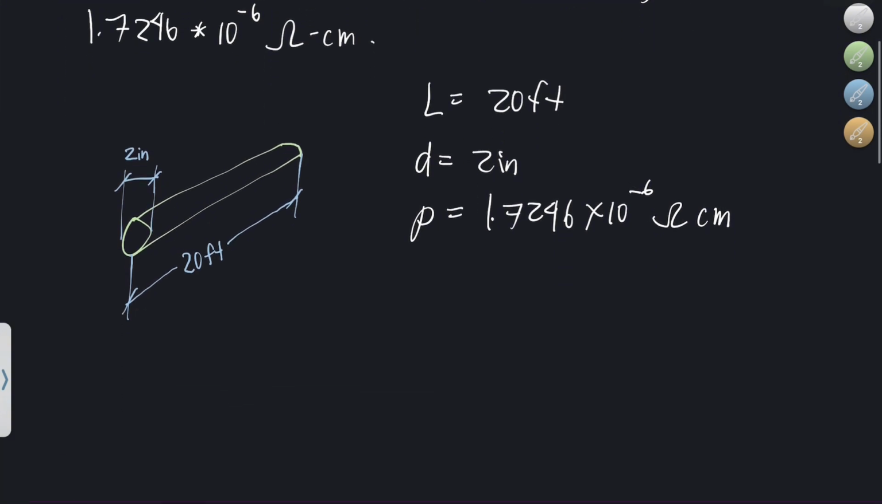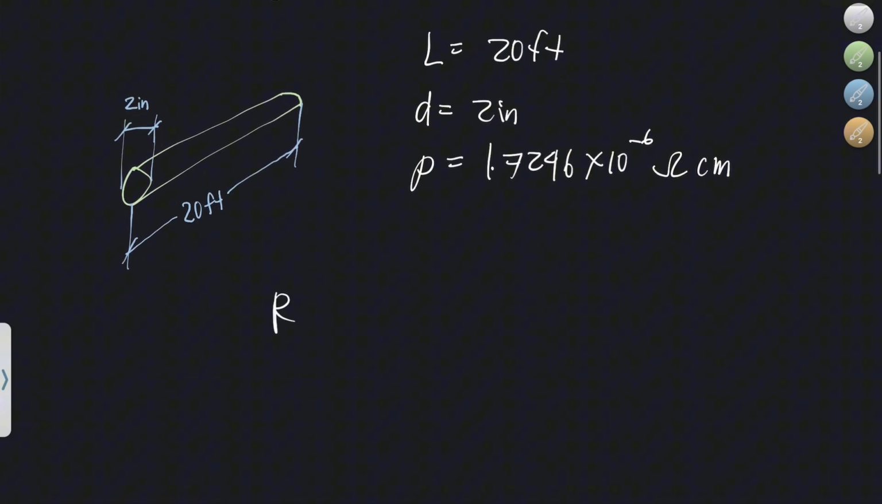So the formula for the resistance R is equal to ρL over A. So maybe you're asking, there's no area given in the problem. So we can actually get the area using the given diameter, which is 2 inches, and by using that we can use the formula for a circle, which is pi over 4 d squared. So let's plug in the given values here.